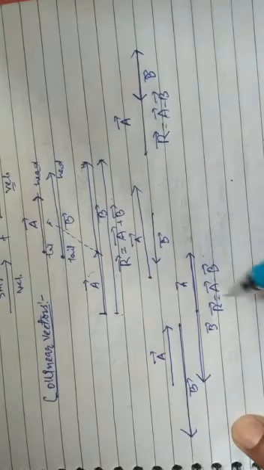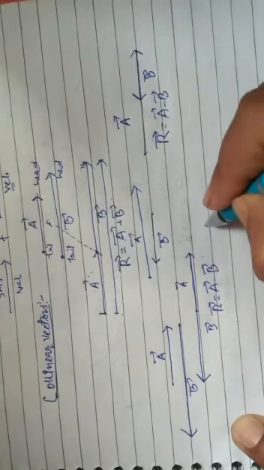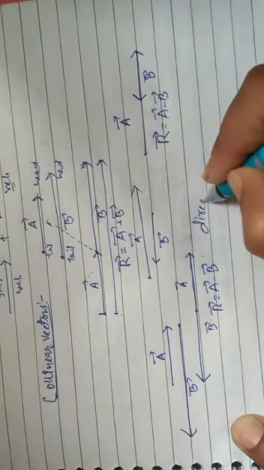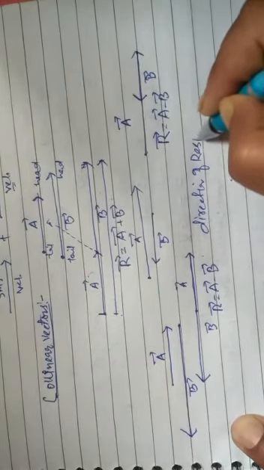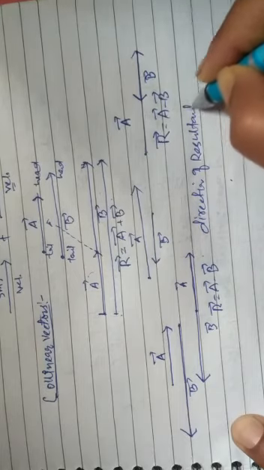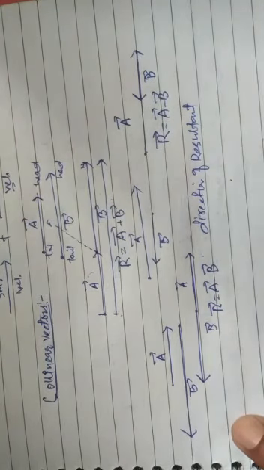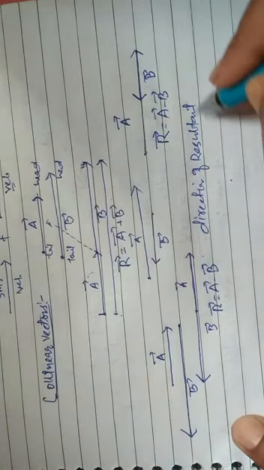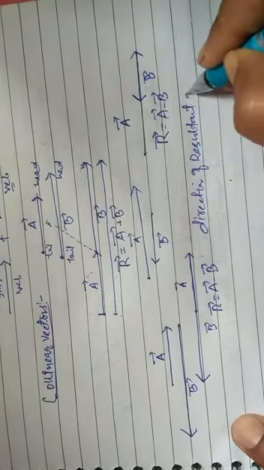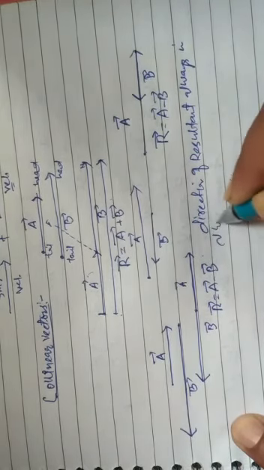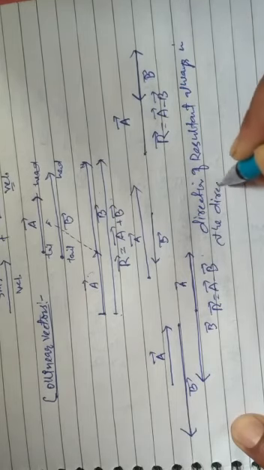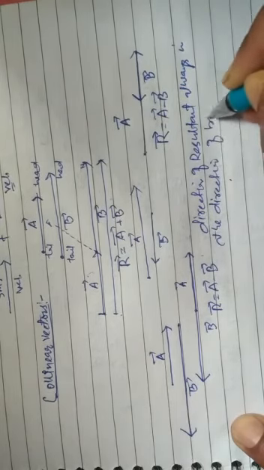And now the direction is again that of the bigger vector, because here the bigger vector is vector B. What is the resultant vector? A vector which produces the same effect as is produced by two individual vectors or three individual vectors. The direction of the resultant vector is always in the direction of the bigger vector.